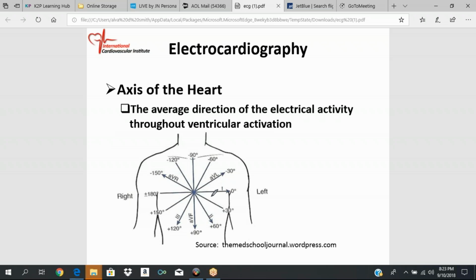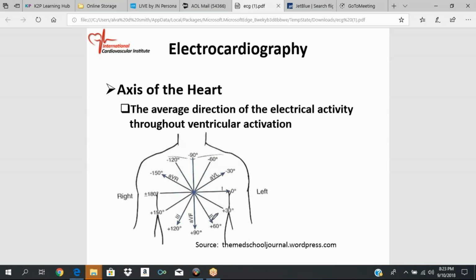So lead two, so when you have your ECG and you have lead one, lead two, lead three, AVR, AVL, and AVF, all of these leads have different angles. So lead one subtends an angle of 0 degrees, is horizontal. Positive lead one is over here, 0 degree. And if you go to negative lead one, it's going to be on the opposite side. And it could be plus or minus 180.